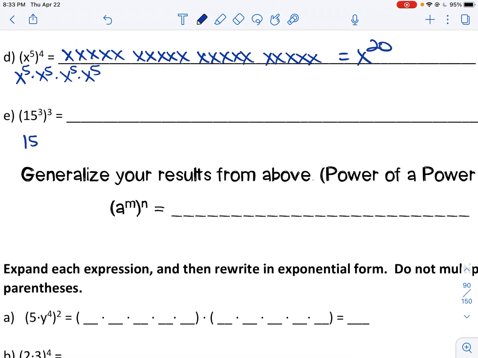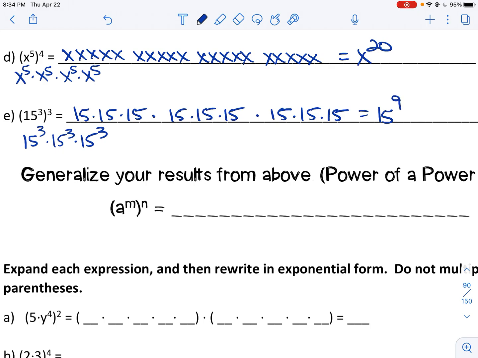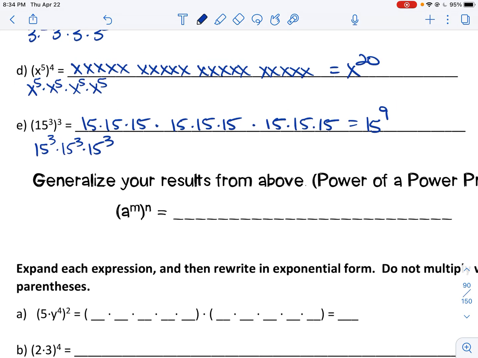So this down here is 15 to the 3rd times 15 to the 3rd times 15 to the 3rd. So 15 times 15 times 15, 15 times 15 times 15, and last but not least, 15 times 15 times 15. So how many 15's are there? There are 9.